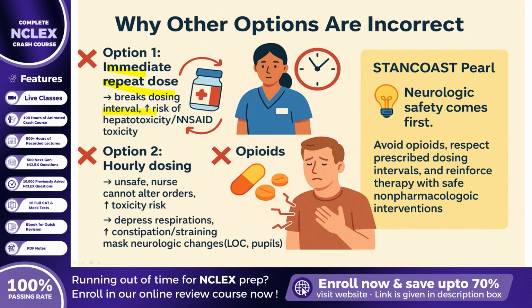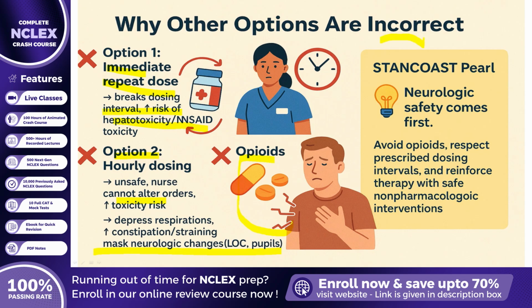the minimum dosing interval rule, risking hepatotoxicity and other adverse effects. Option 2, adjusting the schedule for hourly dosing, is inappropriate as nurses cannot independently alter prescribed intervals, and hourly dosing would dramatically raise the risk of accumulation and organ toxicity. Option 3, requesting an opioid analgesic, is generally contraindicated in clients with cerebral aneurysm since opioids can suppress respirations, cause constipation leading to straining, and most critically, mask neurologic warning signs of bleeding or rupture.